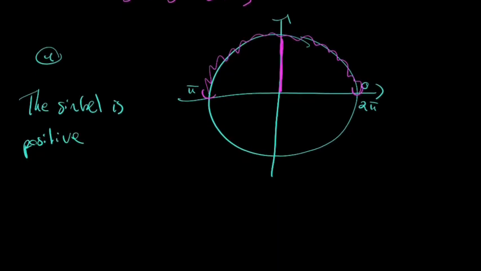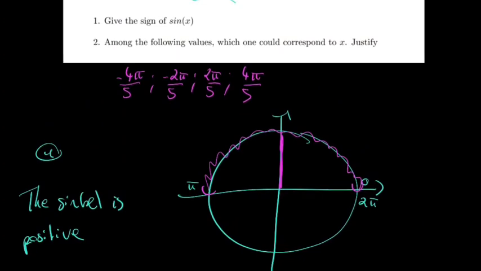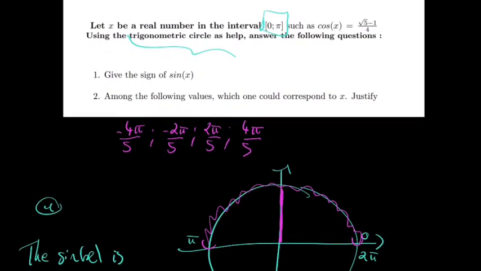Second question, among the following values, which one could correspond to x? Justify. So maybe this is not true, but what we want is to find the only value that could satisfy this equation. That means this is the closest. Maybe if we don't know the value yet, we know the conditions that we have on x to be able to have a cosinus like that.